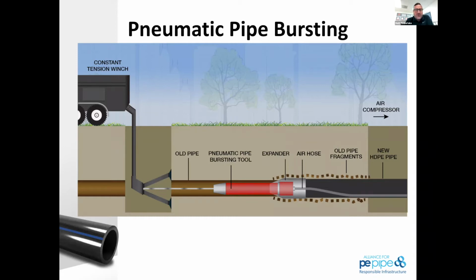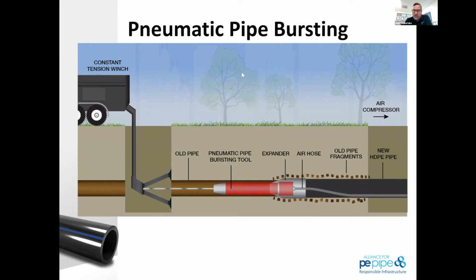So the pneumatic pipe bursting process is typically going to look like this. One of the things to keep in mind, the pipe bursting method is less trench. It's not necessarily no trench. So there is going to be some excavation on a pipe bursting job site that typically consists of, on the right of this photo, you'll see a pipe insertion.